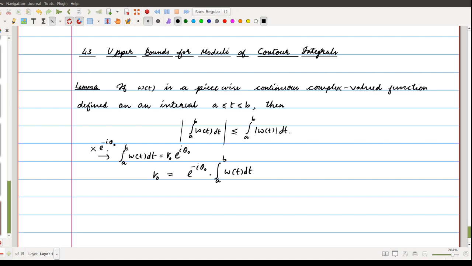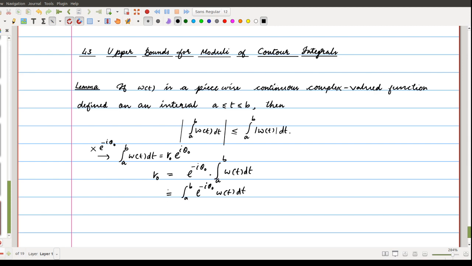When you multiply this quantity on both sides, the right side will be r naught, because e to the power i theta naught and e to the power minus i theta naught reduce to 1, and the left hand side takes this form. Now this theta naught is independent of t, so we can take it into the integral. That is the integral from a to b of e to the power minus i theta naught omega of t dt.